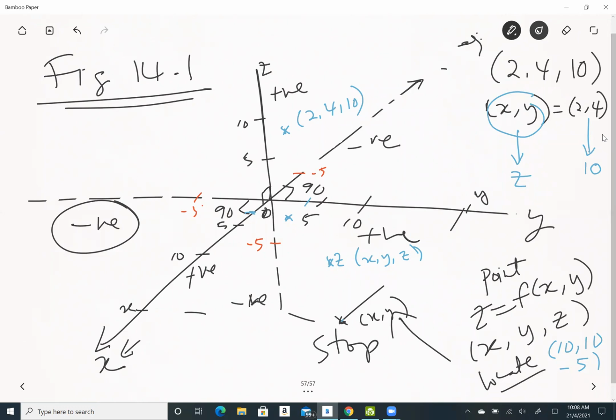because you know, 10 and 10 will be here. Now 10 and 10 will be on the xy plane. So actually it is above -5. So -5 is here. You go down, -5 will be there. So somewhere here. All right. So that will be the point 10, 10, -5. So that's how you locate a point.